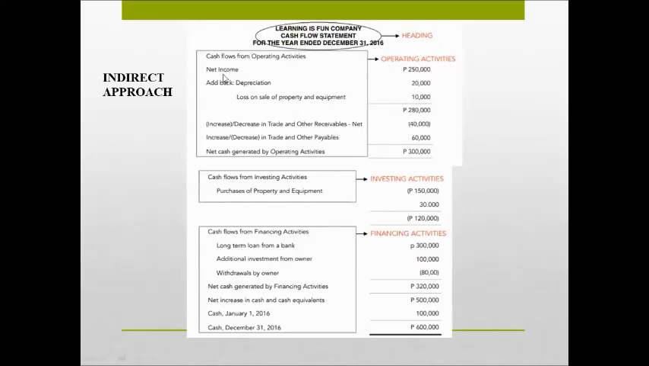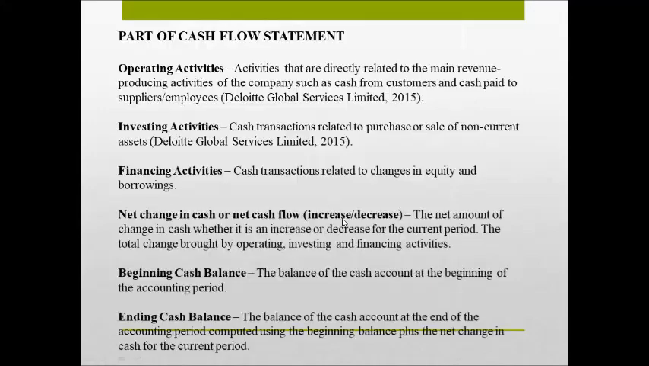So again, kailangan lang natin tandaan na kapag indirect approach, meron siyang net income, depreciation, loss on sale. By the way, let me discuss this one. Kapag loss on sale of property, plant, and equipment siya, guys, kailangan natin siyang i-add. Kapag gain on sale ang nakita natin, it should be deducted kapag gain on sale. Okay? Now, let's go back sa parts ng cash flow natin.